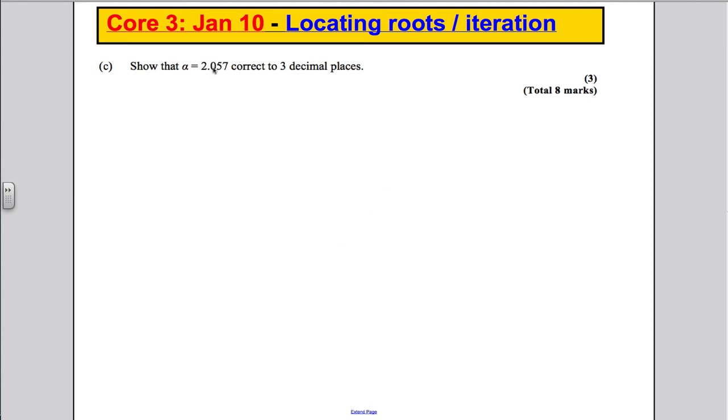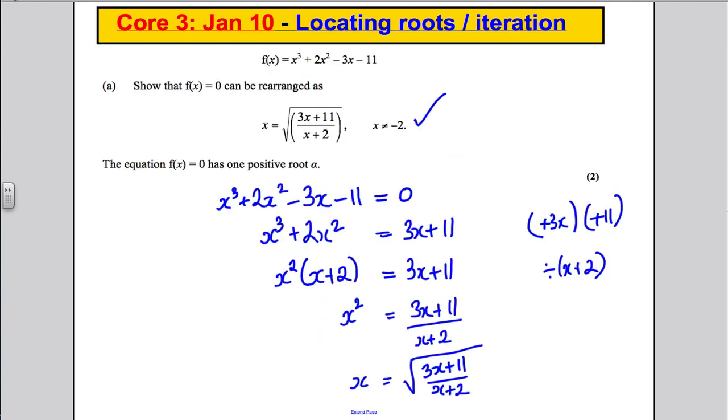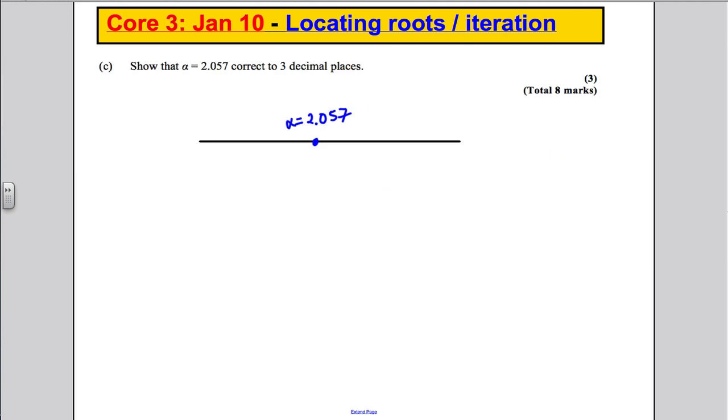Show that alpha is equal to 2.057 is correct to 3 decimal places. The method for these is always the same. It's asking you to prove that this alpha equal to 2.057 is the correct root of the original equation, and it's the correct root to 3 decimal places. So what you always do is check to the next significant figure.